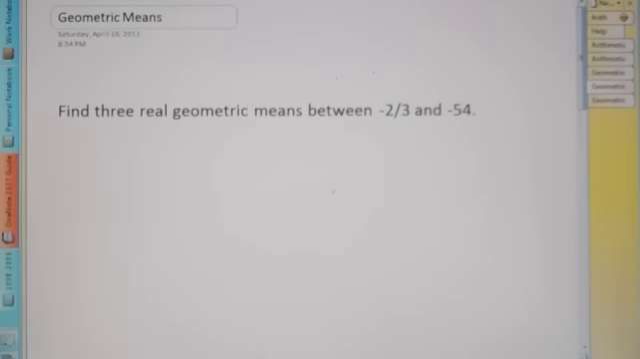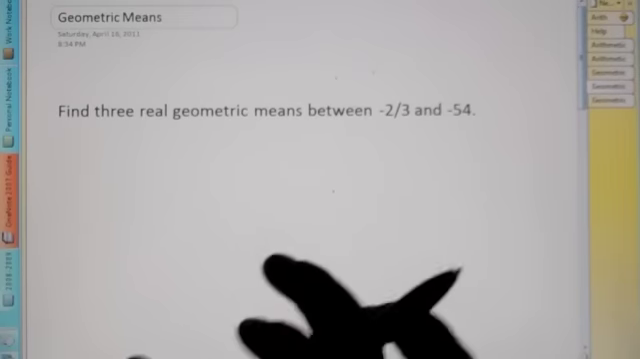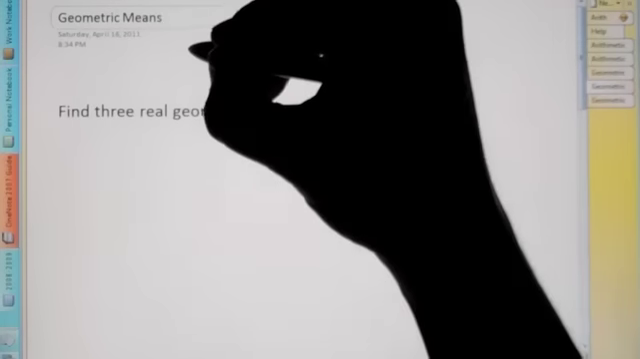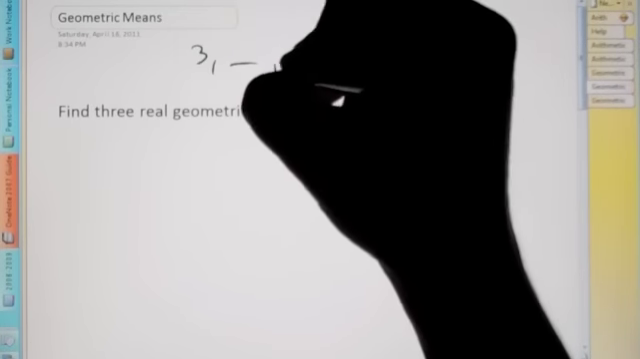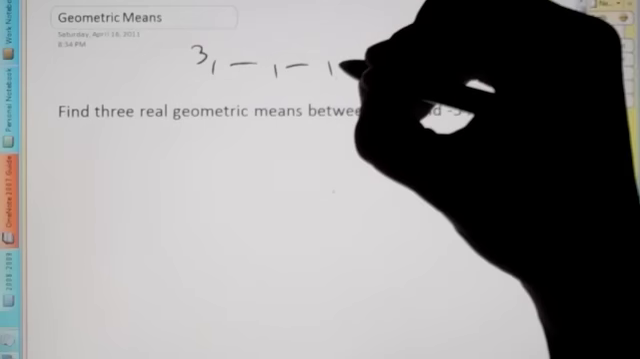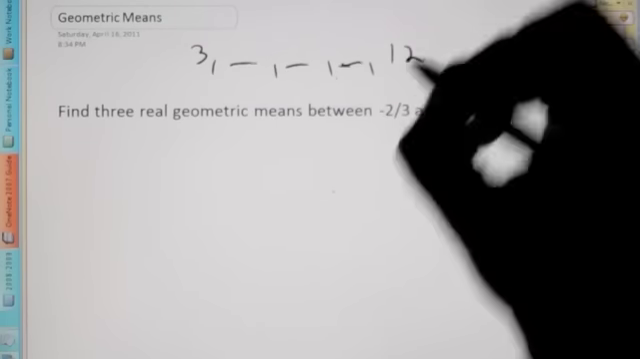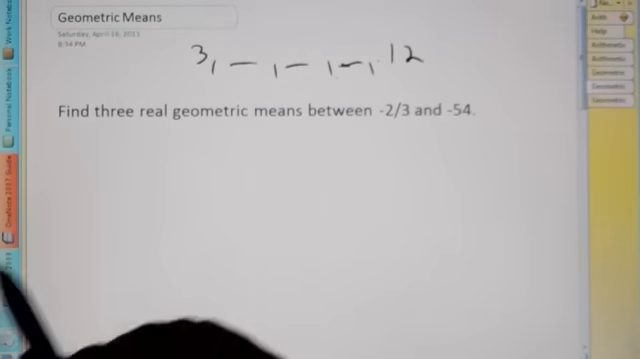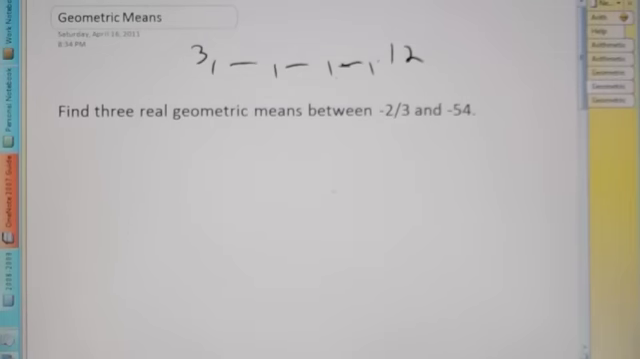Hey, Algebra 2, today we're going to talk about geometric means. We did arithmetic means before. It's how do you get from one term to another with a couple, or however many they want, missing. So when we had 3, blank, blank, blank, and then 12 right here, how do you find these 3 in the middle? We're going to be doing the same thing but with geometric.